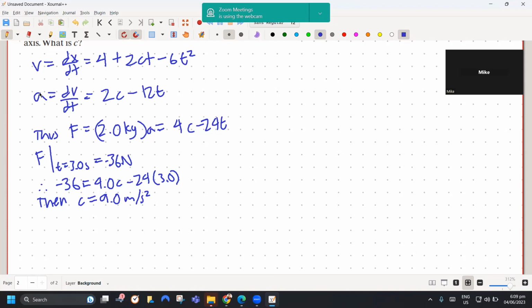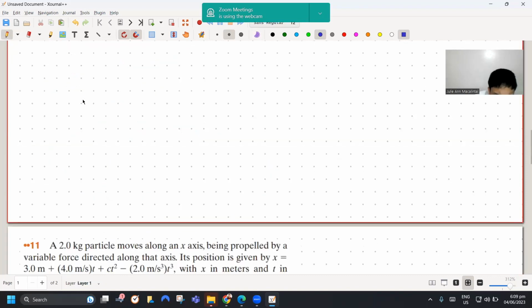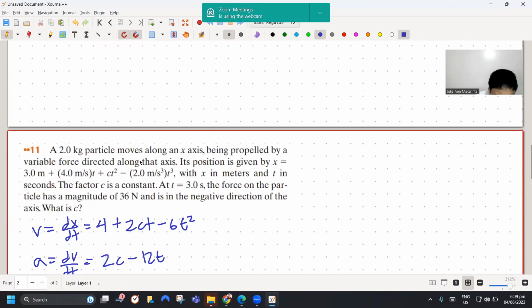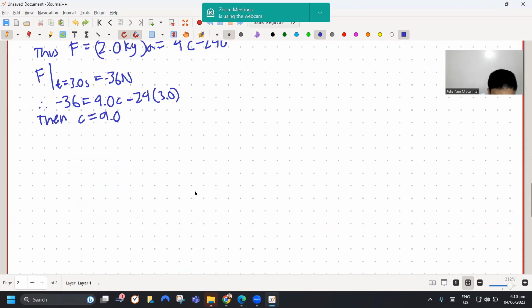Paano natin nalaman na ang units ng C ay 9.0 meters per second square? I don't know. But default lang. Units per something squared. Ayun. SI pala. So, SI units lang po. So, obviously, meters per second squared.